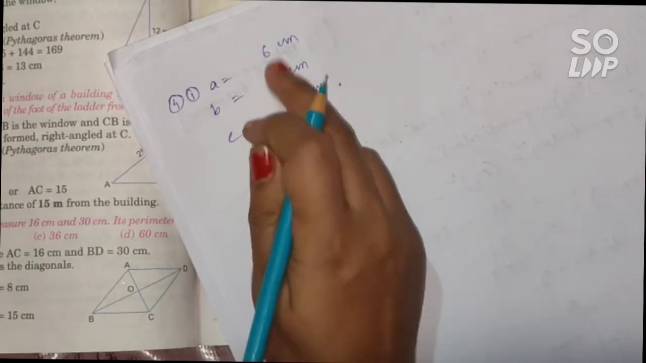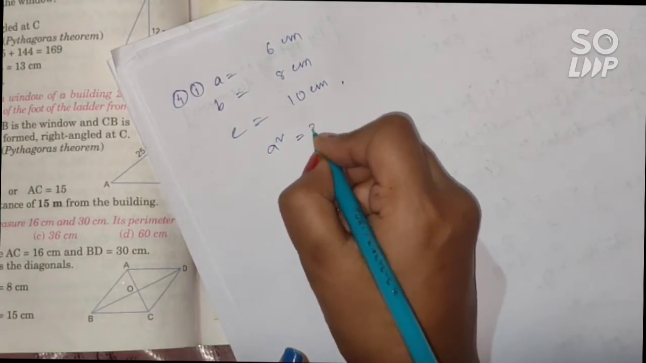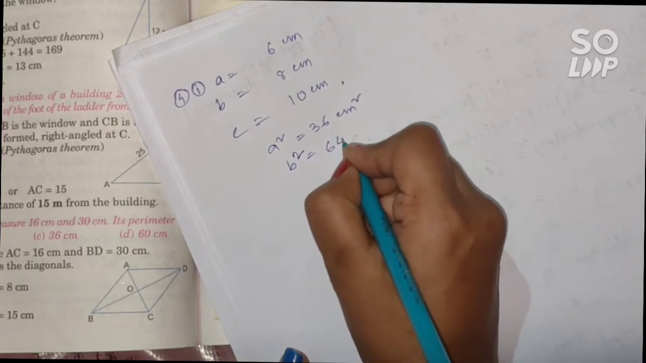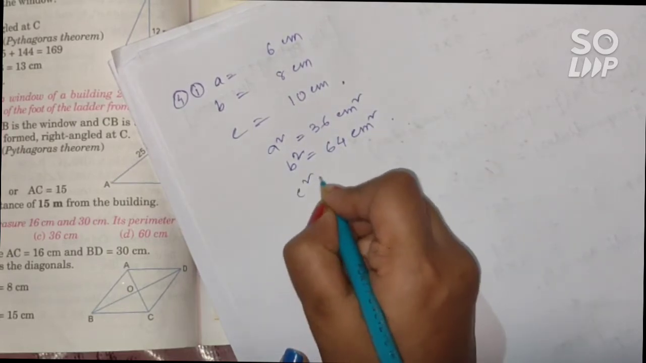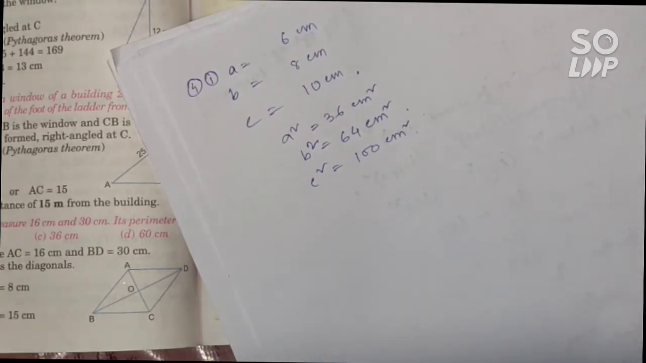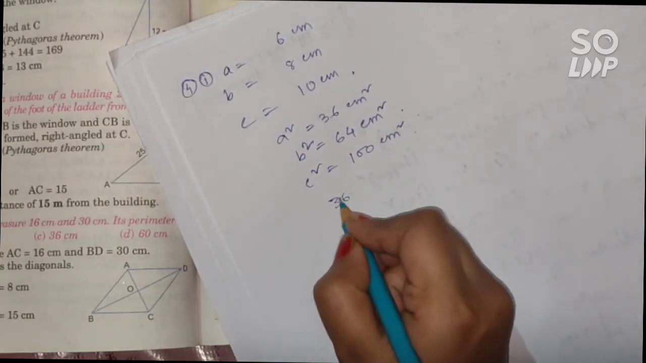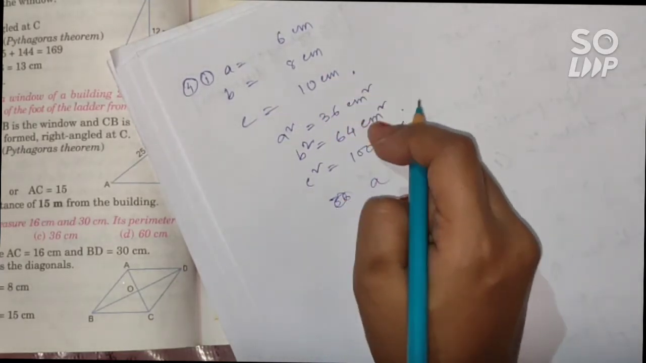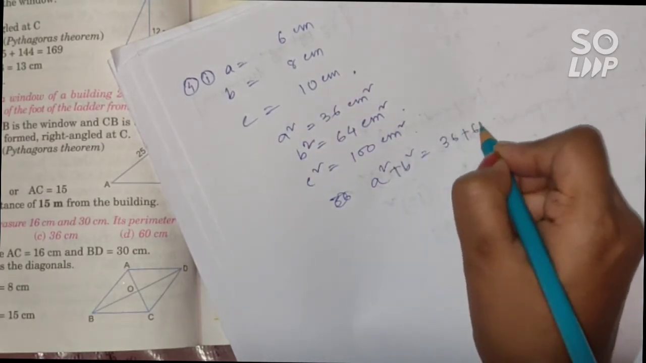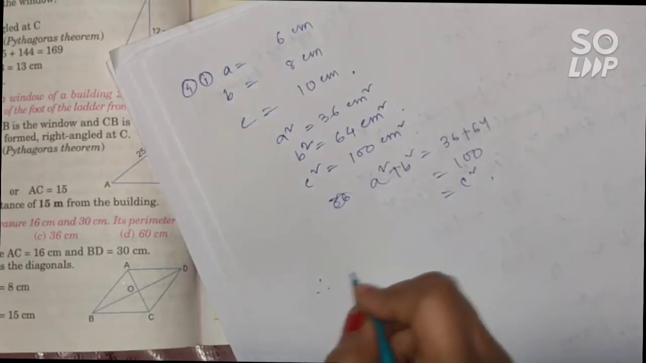First of all, you have to find the square of these three values. A square, 6 squared is 36 centimeter square. B square, 8 squared is 64 centimeter square. C square, 100 centimeter square. You have to take the smaller two values. So smaller values are A square and B square. A square plus B square, that is 36 plus 64, that is equal to 100, and this is equal to C square.